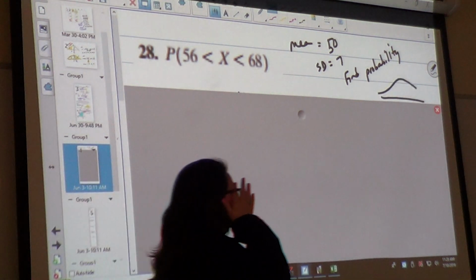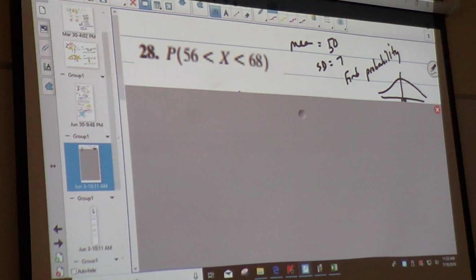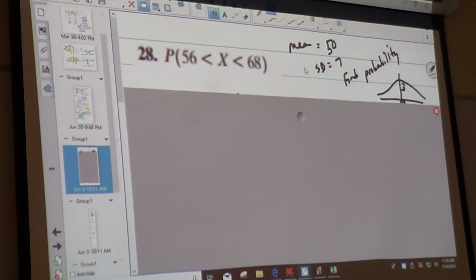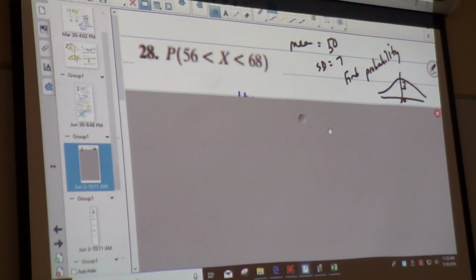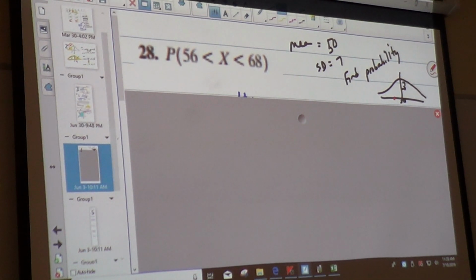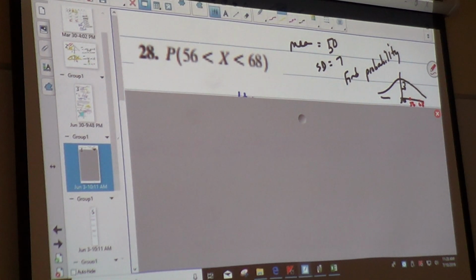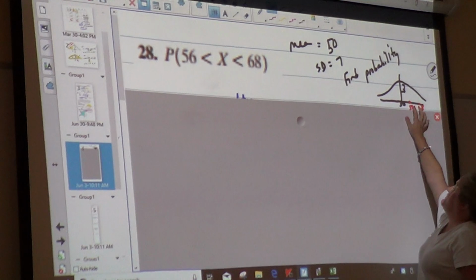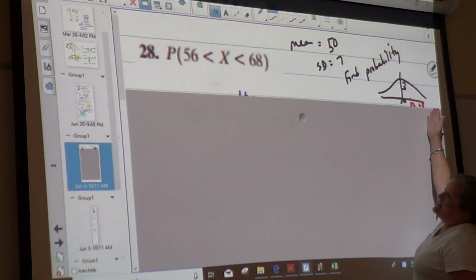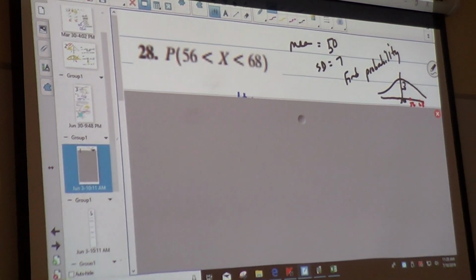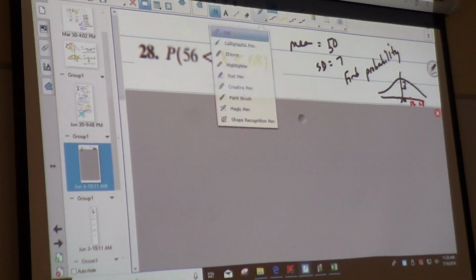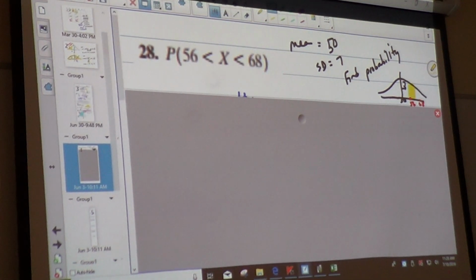So for this one, we have a mean of 50, a standard deviation of 7, and our two data points are 56 and 68. The reason I knew that I was going to the right of both of them is because both of my data points are above 50. So if my mean is 50, 56 and 68 are both to the right of 50. And I want to shade between those. So I'm shading here.